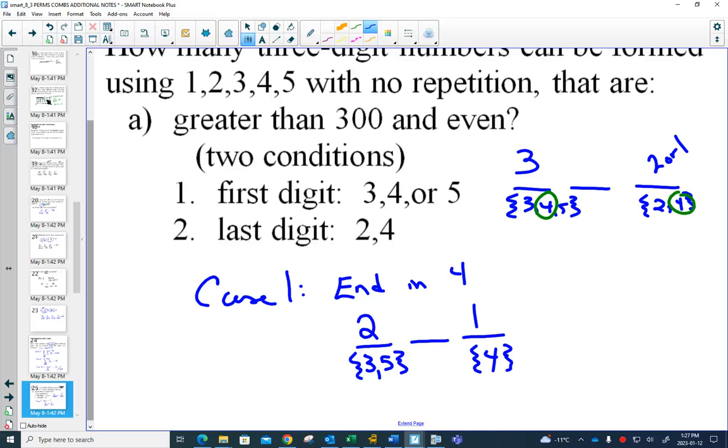How many choices do we have for the space that doesn't matter? 3. Why is it 3? Because we had 5 numbers, we used up the 4, and then we either used up the 3 or the 5, but no matter which one you use up, you still have 3 choices left. Which would tell us that there are 6 numbers that end in a 4.